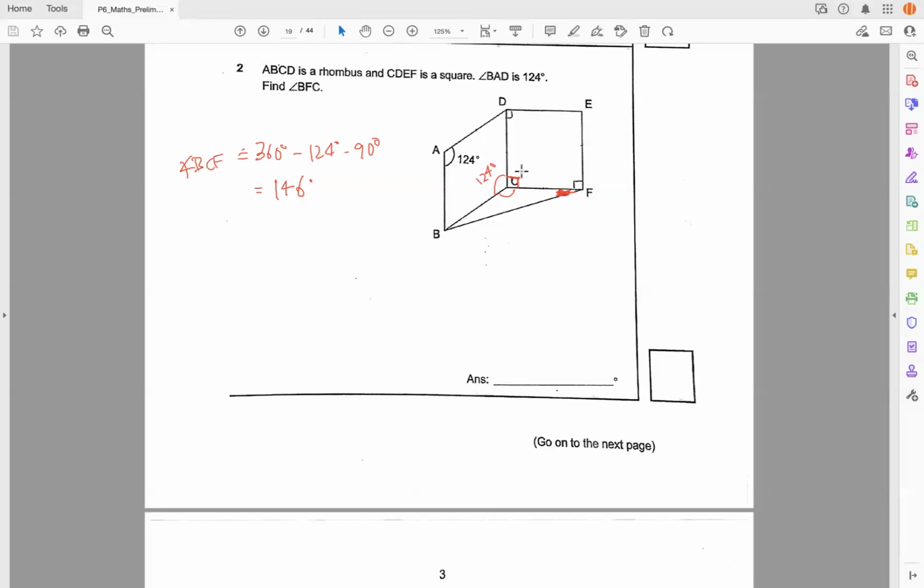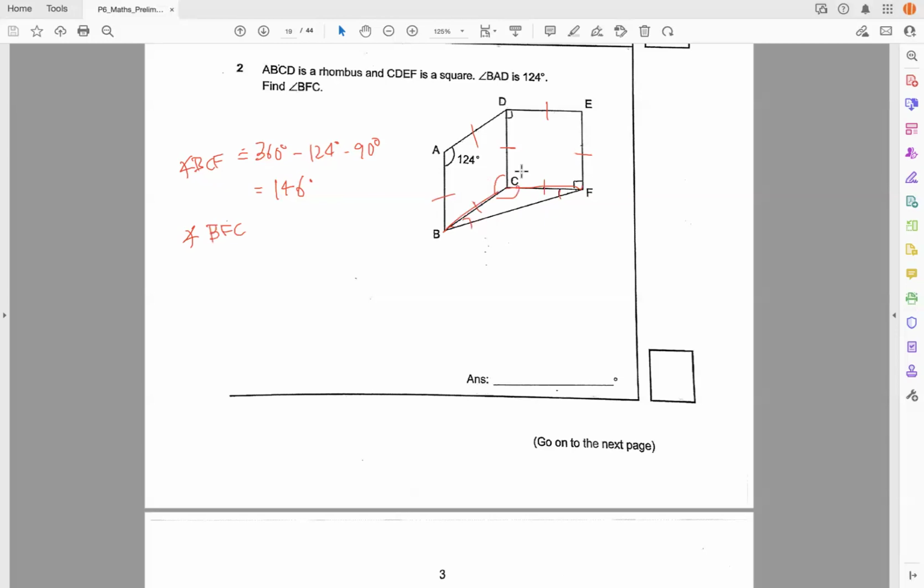Now, next angle we want to find is angle BFC, right? This is the angle they want. So this is an isosceles triangle. Let me explain why. Because this is a square, these are equal, right? And because ABCD is a rhombus, all sides of rhombus are also equal. So you can see triangle BCF is an isosceles triangle. They have two equal sides. So therefore, the bottom angles are equal.